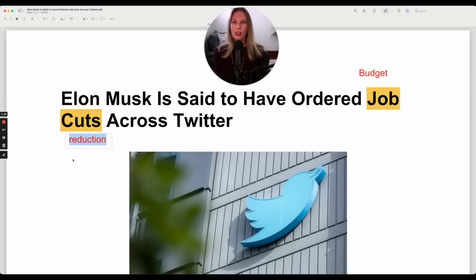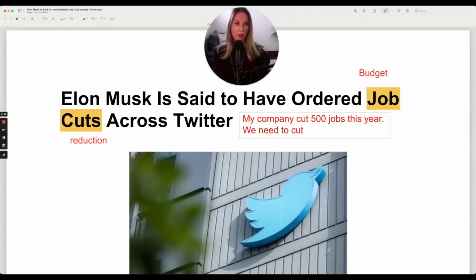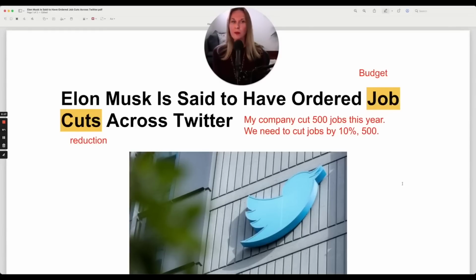So job cuts, reduction. And as an example sentence, you might say, my company cut jobs this year. You can include a number. You can say, my company cut 500 jobs this year, for example. Or the company might say, we need to cut jobs by 10%. Or you can have a specific number, by 500 individual jobs. So those are some example sentences you'll likely see.